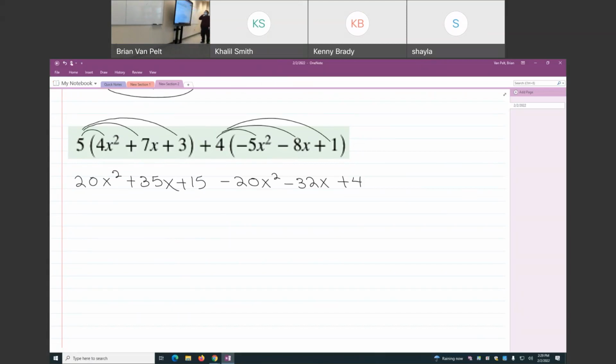But I happen to know I can't stand the 20x squareds. They just wipe each other out, don't they? They're gone. Now let's look at the x's. I've got positive 35 and I've got negative 32x. Combine them, what do you get? Positive 3x. 35 minus 32 is positive 3, isn't it? So that takes care of that one and that one. And then what's 15 plus 4? So 19.